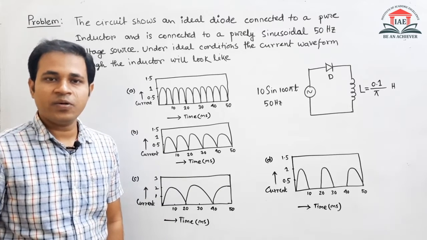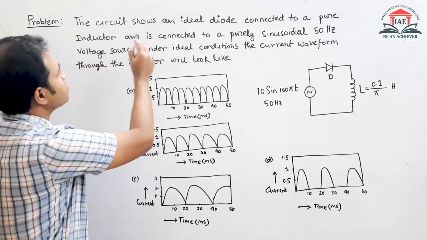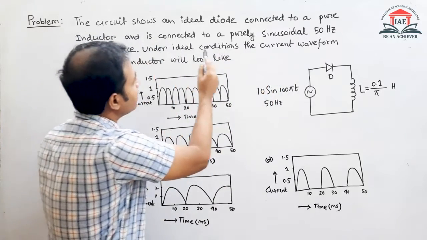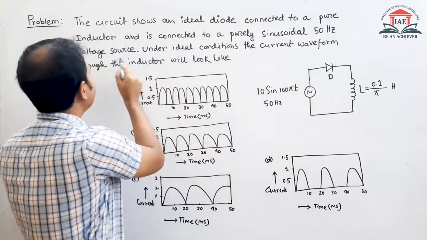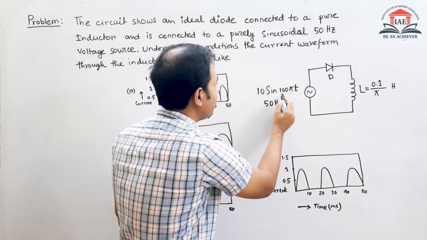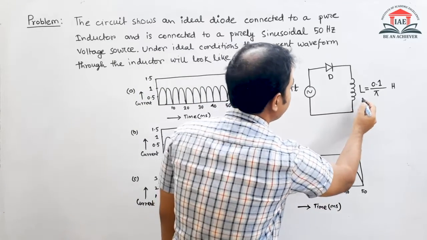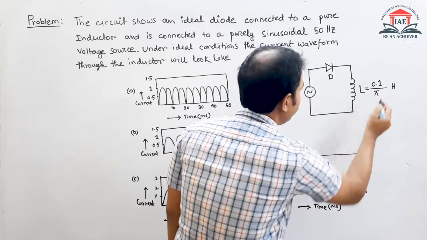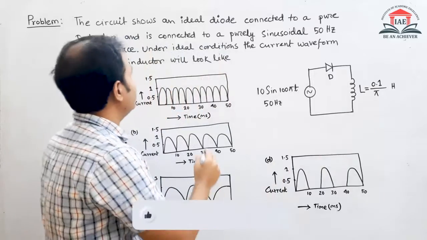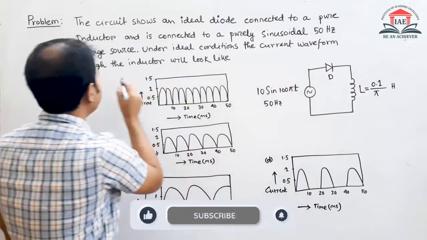In this video, we are going to discuss a numerical on power electronics. Let's see the numerical. The circuit shows an ideal diode connected to a pure inductor and is connected to a purely sinusoidal 50 Hz voltage source. In the circuit we see here, this is 10 sin 100πt with the frequency 50 Hz, and it is connected to a pure L whose value is 0.1/π Henry, and in between these two there is a diode connected.